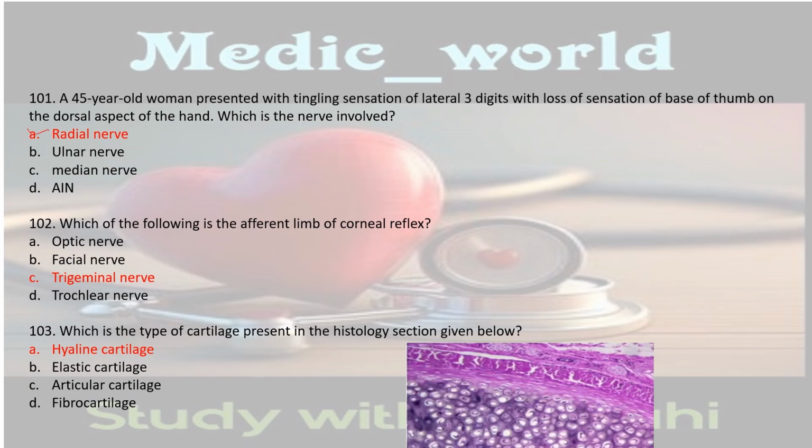Which of the following is the afferent limb of the corneal reflex? The answer is trigeminal nerve. Which is the type of cartilage present in the histology section given below? The answer is A, that is hyaline cartilage.